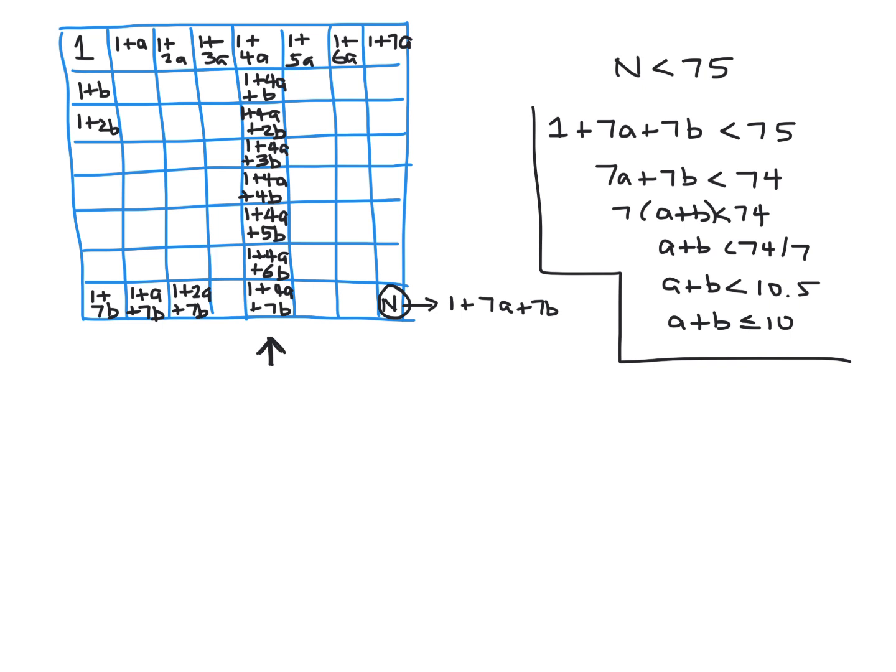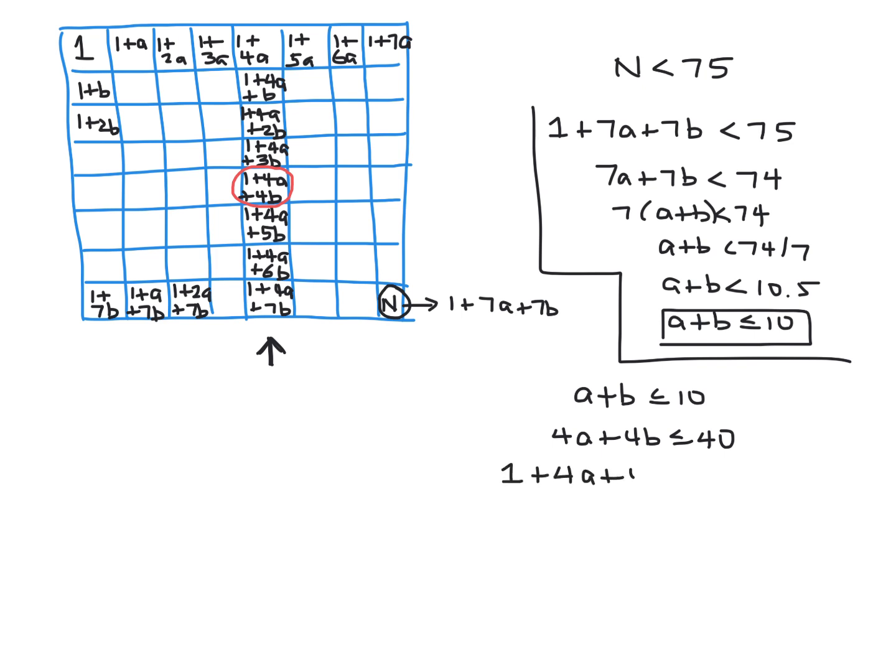Well, this fact, I'm seeing a similarity between that and this guy. Not identical, but let me explain. So if a plus b is less than or equal to 10, if I multiply everything by 4, it becomes 4a plus 4b is less than or equal to 40. Now the one number that I circled in red, it's very similar, right? It's 1 plus 4a plus 4b. So all I have to do is just add a 1 to this side and it'll be 41.